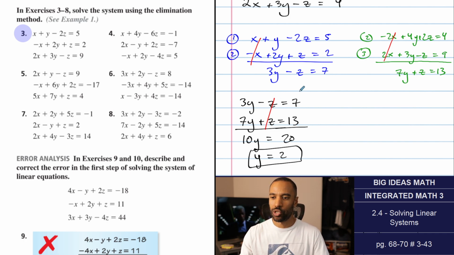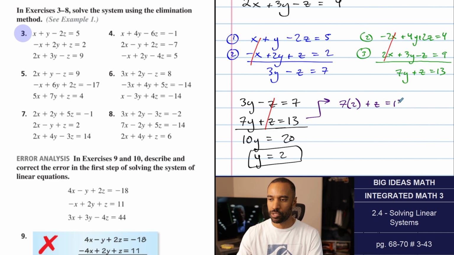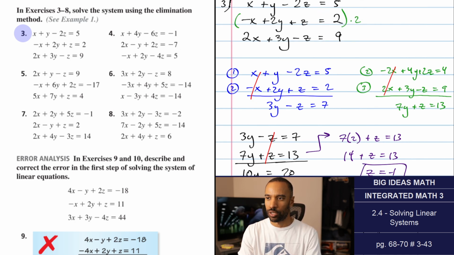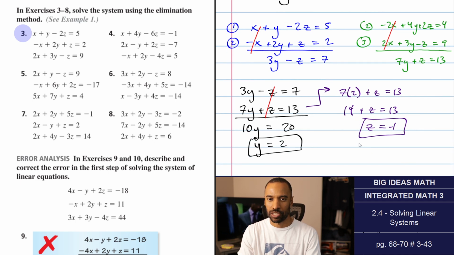Anyway, y equals 2. Now let's solve for z. Take one of these equations from before, like this one. Substitute 2 for y. You get 7 times 2 plus z equals 13. That is 14. And here you get z equals negative 1. And now I can solve for x using one of the original equations now that I know that y is 2 and z is negative 1.